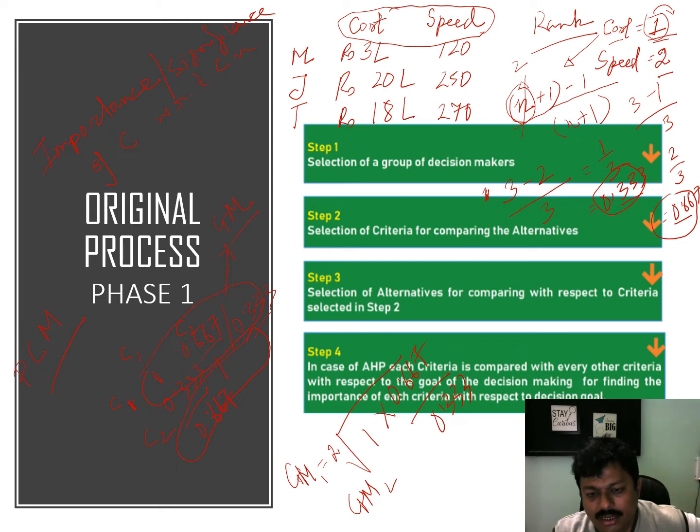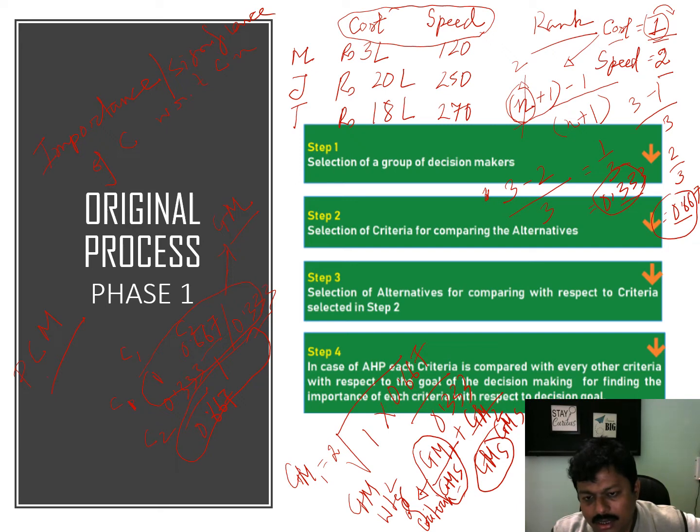After that, what you will do is you will add GM1 plus GM2 to find the summation of these two GM, and you divide each of the GM with this summation of GMs. Now this will give you your weightage of criteria. This will be for C1 and this will be for C2, right?